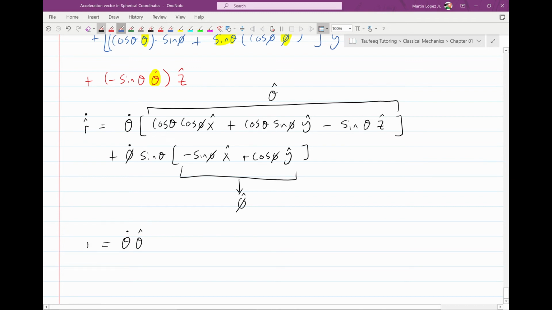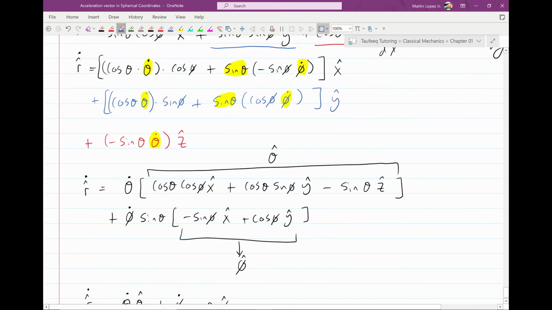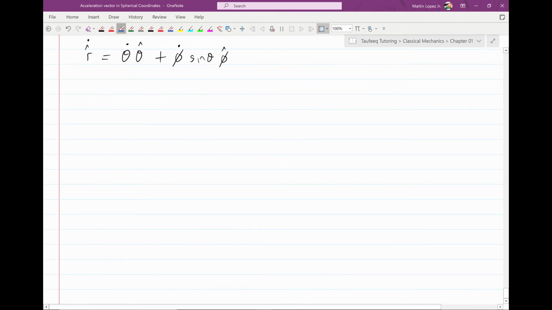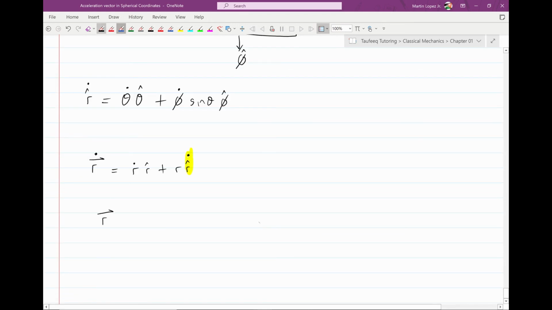So what we're left with, when we simplify, is theta dot theta hat plus phi dot sine theta phi hat. Beautiful. Really good. Awesome. Okay, so that was one. And that's all we needed for this step, right? So really, we just wanted this, right? We only wanted the yellow part, which is r hat dot. Okay, so now let's just plug this in.